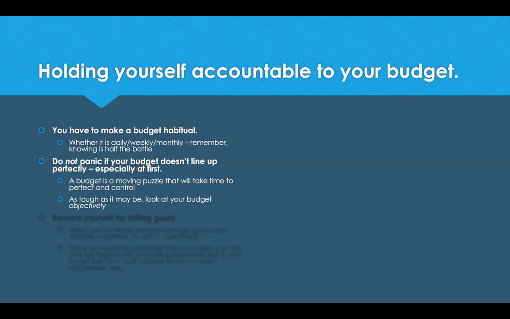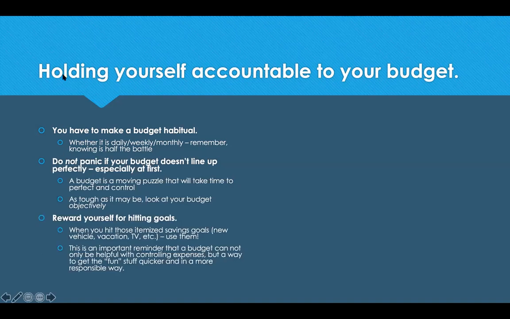And as tough as it may be, you have to look at it like you're a third person looking into that budget. You have to look at it objectively, and sometimes you have to make decisions that are tough. All right. And then here we go. Reward yourself. So all those fun savings goals that we talked about, make sure that when you hit the $500 you've saved up for a new TV, you go use it, or you go on that vacation or whatever it is, because it's a reminder that, hey, this budget works and I can get to the fun stuff in an efficient and responsible way.